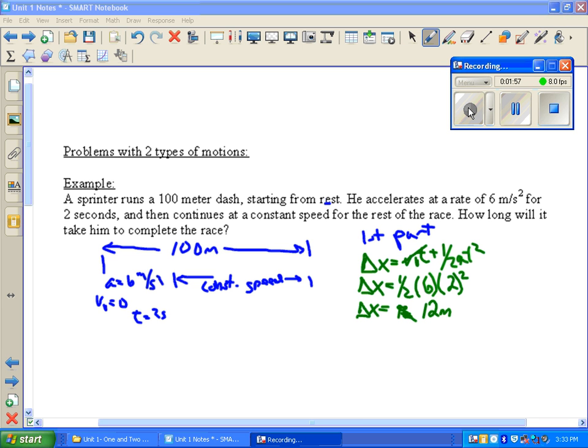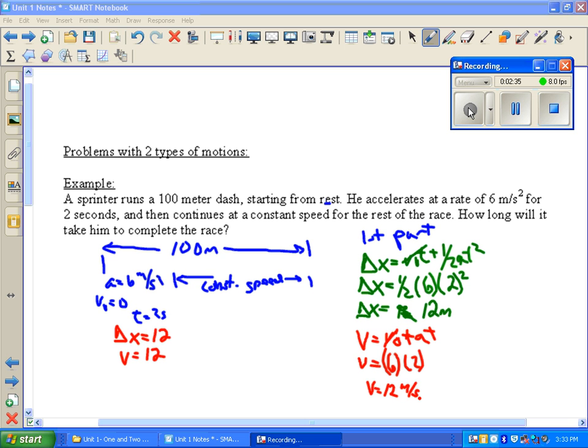Now I can also find his final velocity for that part of the race using this equation. v equals v0 plus at. So v equals, remember v0 is 0, so I can ignore that part of it. And a is 6, and t is 2. So his velocity is 12 meters per second at the end of that part. So I'm going to make a note of that over here, that the delta x for this part was 12, and that the velocity at the end of this part was 12.